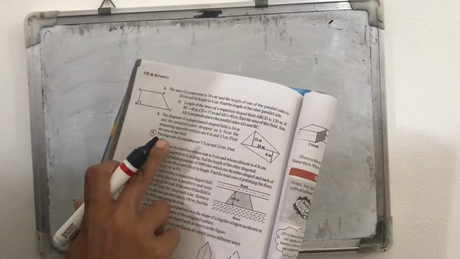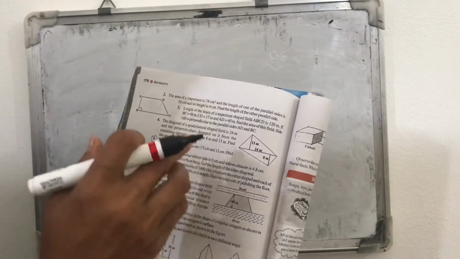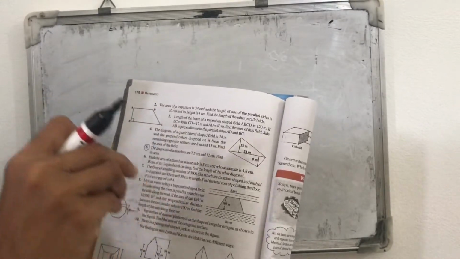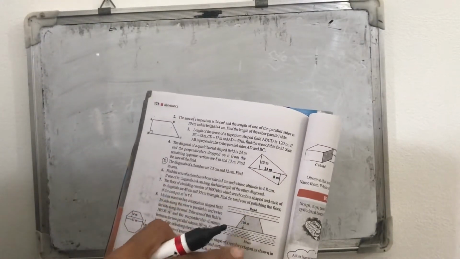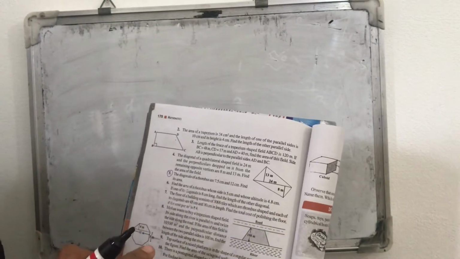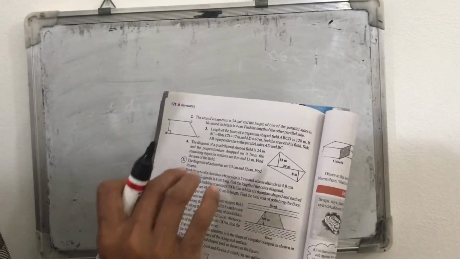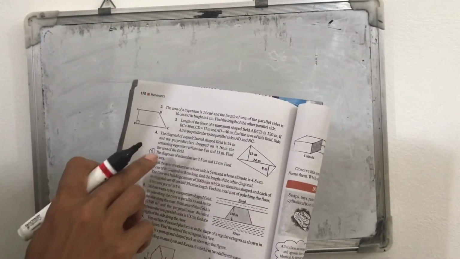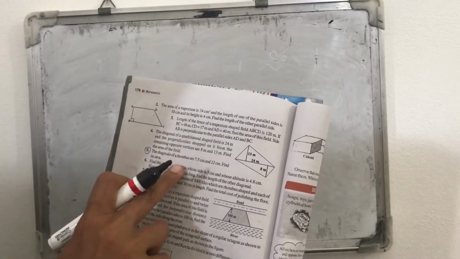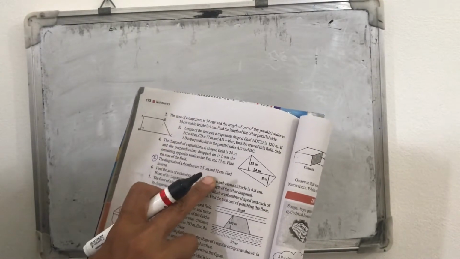Next question. If you are finding the area of any shape, first write its general equation, and only after that substitute the values. Next, fifth question: the diagonals of a rhombus are 7.5 centimeter and 12 centimeter.